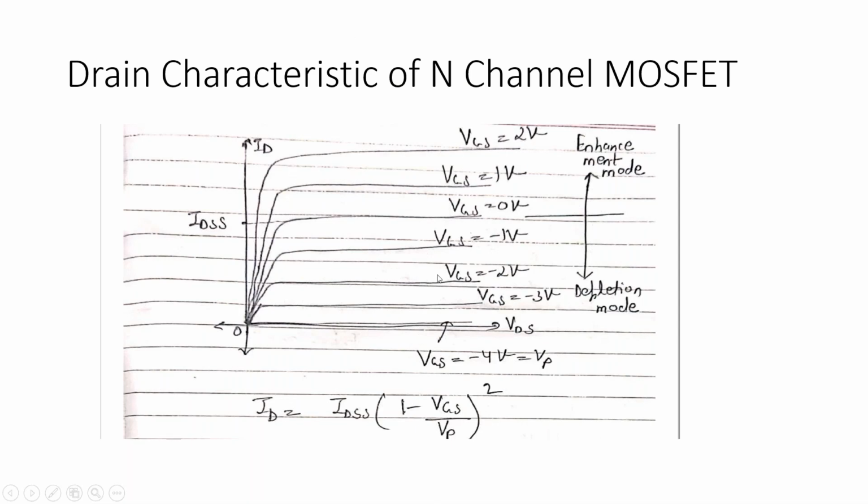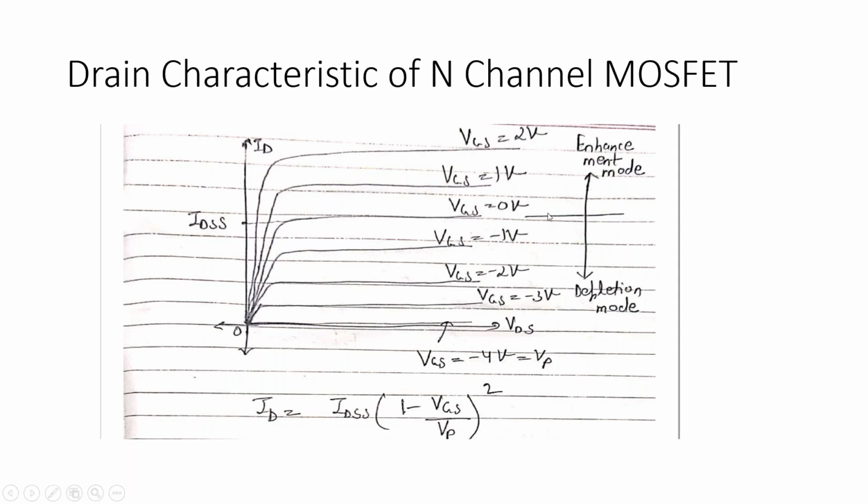This is the drain characteristic curve between ID and VDS. This is the pinch off voltage. VP is the pinch off voltage. Pinch off voltage is the voltage at which ID will become 0. And ID can be given by this equation, ID equals IDSS times (1 minus VGS upon VP) the whole squared. VP is the pinch off voltage.